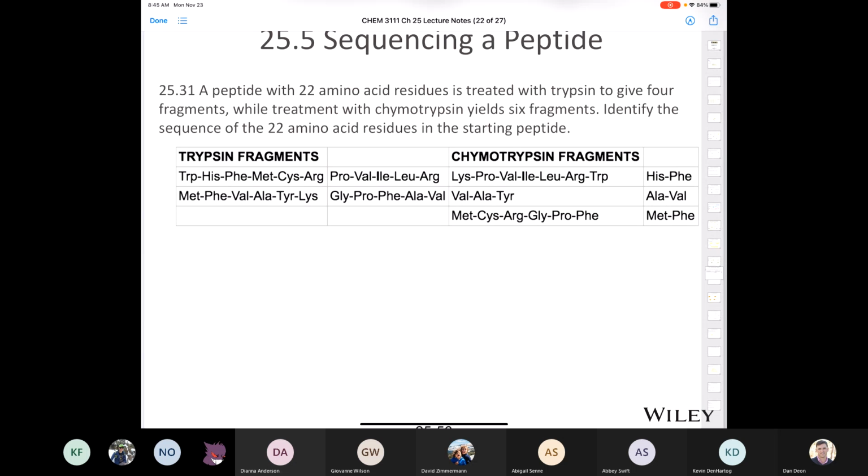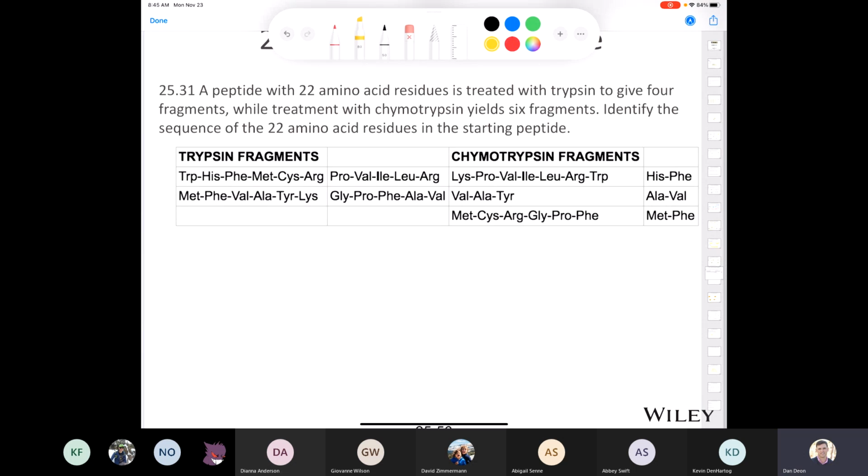Anyhow, it says here, a peptide with 22 amino acid residues. So strap on your skates, Gordy. We've got a lot of amino acids to put together. It is treated with trypsin to give 6 fragments. Remember that trypsin cleaves on the C terminus side of arginine and lysine. While treatment with chymotrypsin yields 6 fragments, identify the sequence of the 22 amino acid residues in the starting peptide.